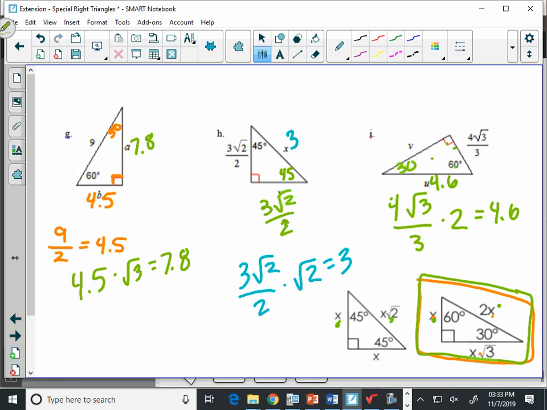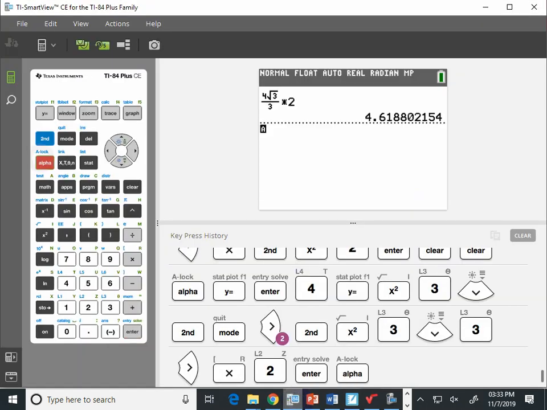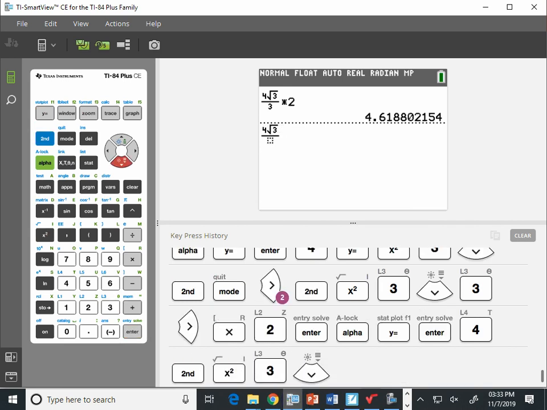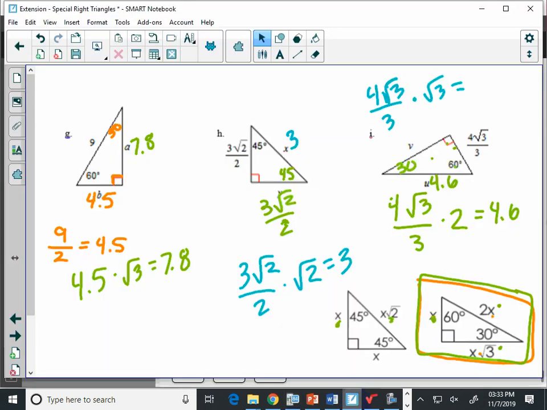Then we go back to the short leg. To go from short leg to long leg, we multiply it by radical 3. So I'm going to do 4 radical 3 over 3 times radical 3. Let's see what we get. So alpha y equals, enter, 4 radical 3 over 3, arrow out, times radical 3. And that gives us, again, all those radicals, we get a nice number, 4. So U is about 4.6, and V is 4.